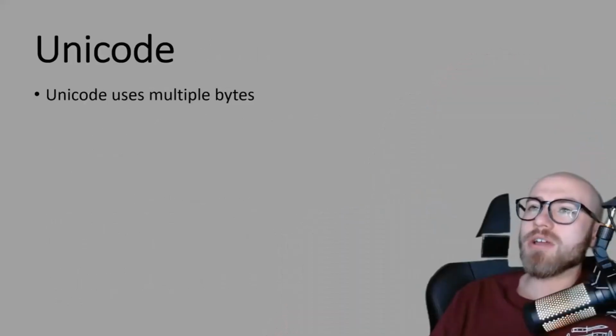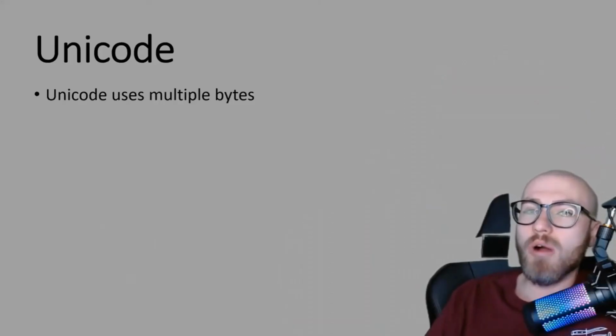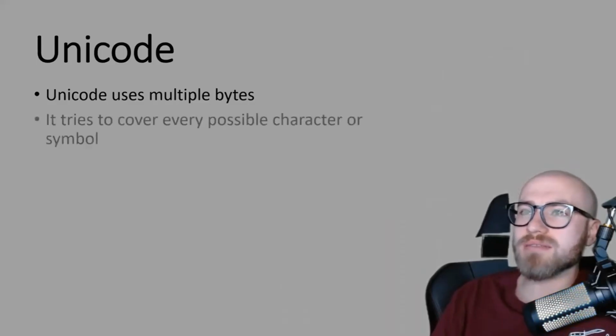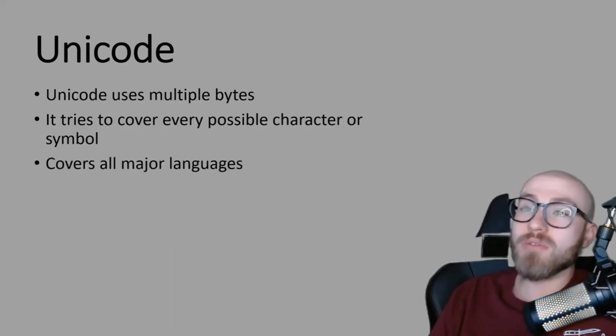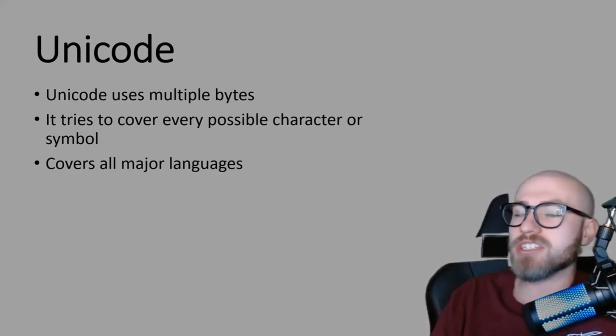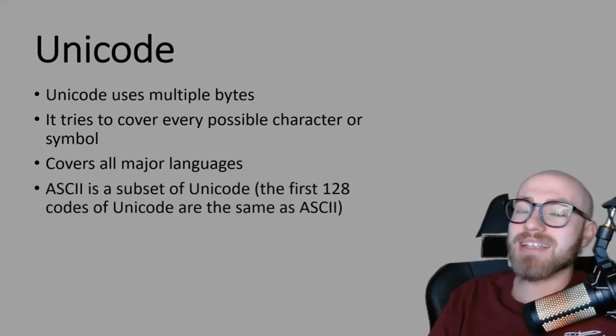So another character set that we need to be aware of is Unicode. And Unicode uses multiple bytes. So we were looking at ASCII earlier, that only used 1 byte of information, whereas Unicode uses multiple bytes. And because it's got multiple bytes of information, it can store millions of possible characters, which is obviously enough to cover all major languages, which is great if you want to change your keyboard on your device to a different language. And as we mentioned earlier, ASCII is actually a subset of Unicode.